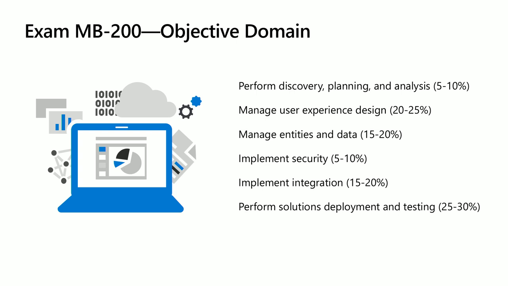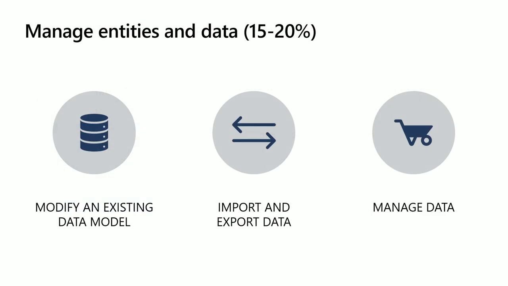So that's what I'm going to do. I'm going to dive into these, but I'm not going to go in the order they are there. I'm going to start off with entities and data. So with entities and data, we're talking about building our data model. If you go look at the objective domain, it says manage entities and data, and it has these 3 things: modify existing data model, import and export data, and manage data. So let's look at each of those 3 in turn.